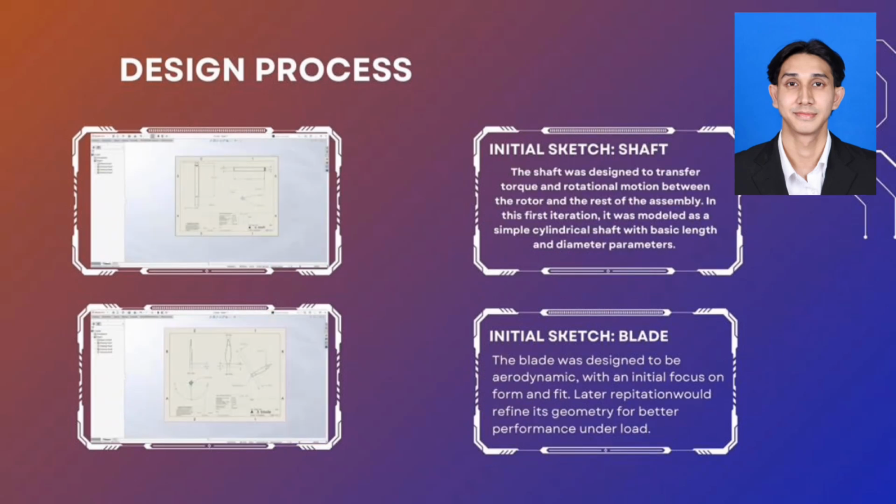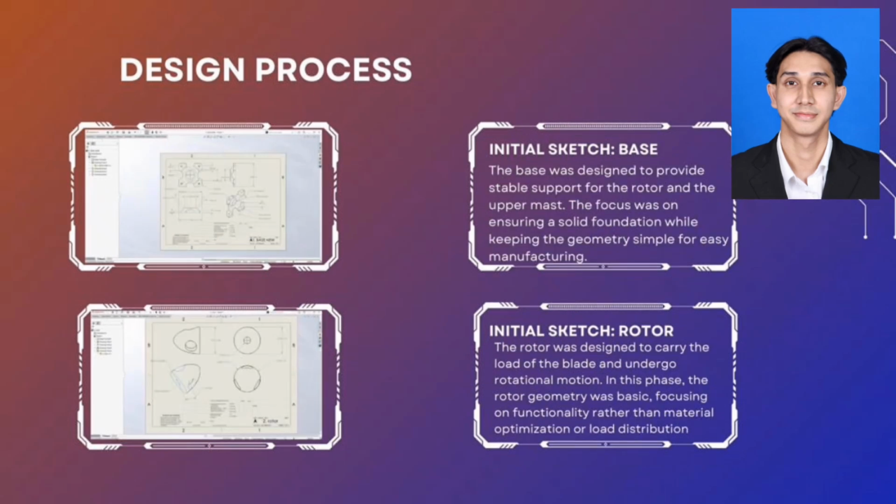Next, initial sketch, shaft. The shaft was designed to transfer torque and rotational motion between the rotor and the rest of the assembly. In this first iteration, it was modeled as a simple cylindrical shaft with basic length and diameter parameters. Initial sketch, blade. The blade was designed to be aerodynamic with an initial focus on form and fit. Later, repeated iteration work refined its geometry for better performance under load.